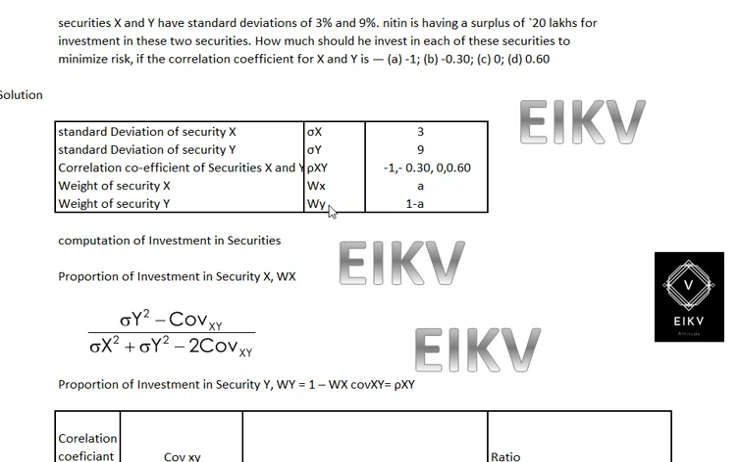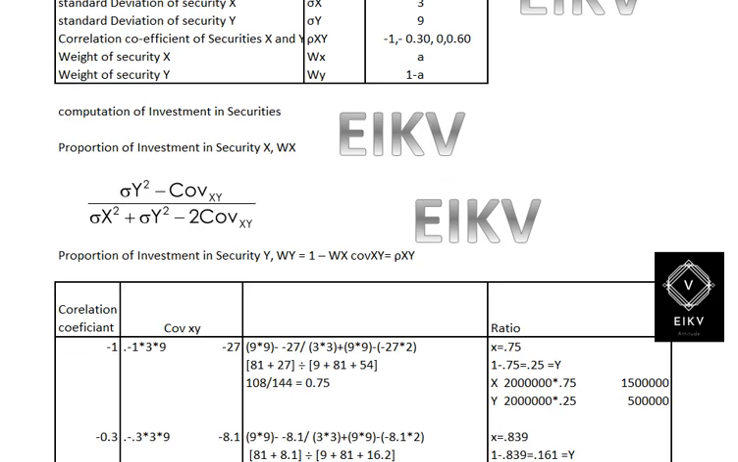The weight of X should be A and the weight of Y should be 1 minus A. So for computing the proportion of investment in X and Y, the formula would be: standard deviation of Y square minus covariance of XY, divided by standard deviation of X square plus standard deviation of Y square minus 2 into covariance of XY, which is 2 into the correlation of XY into the standard deviations.